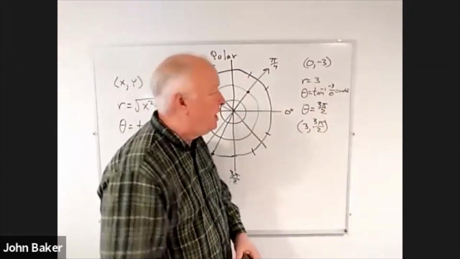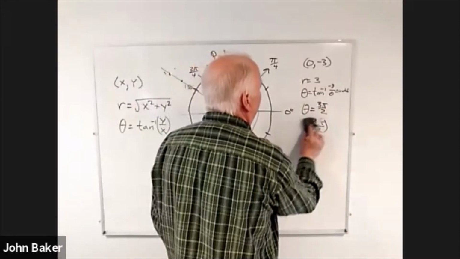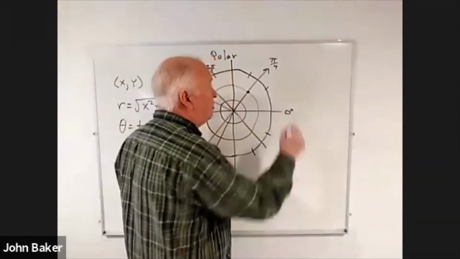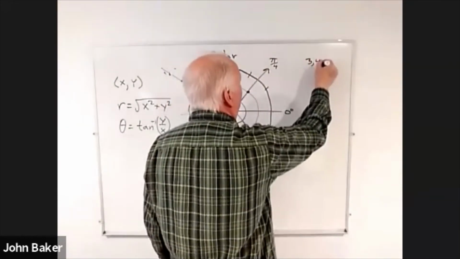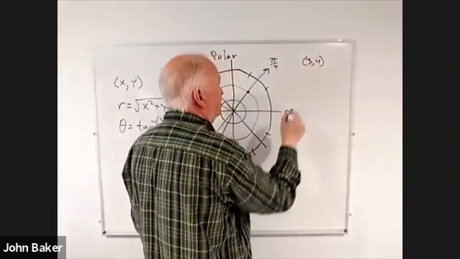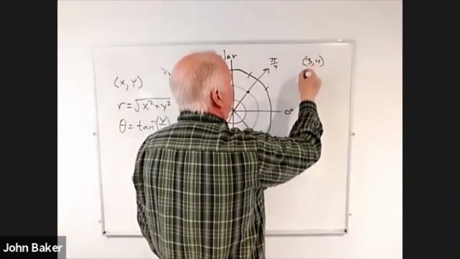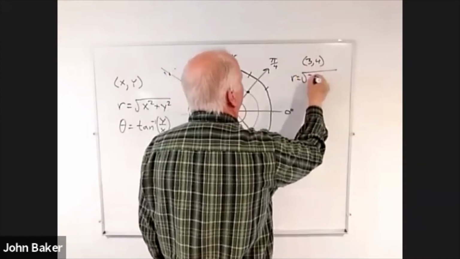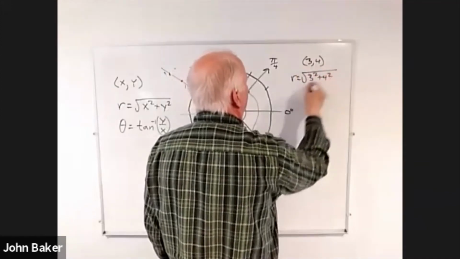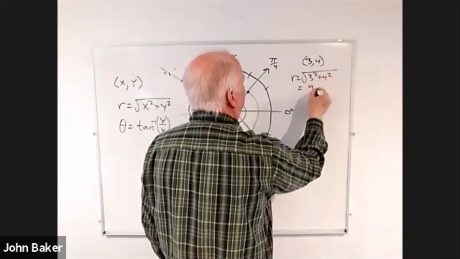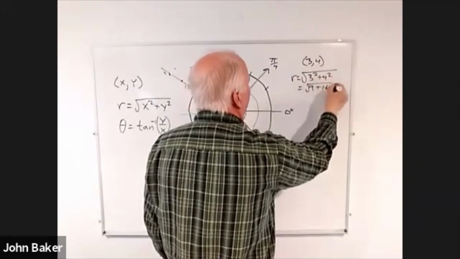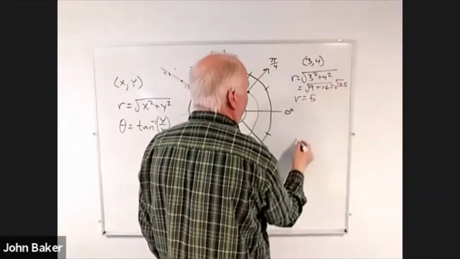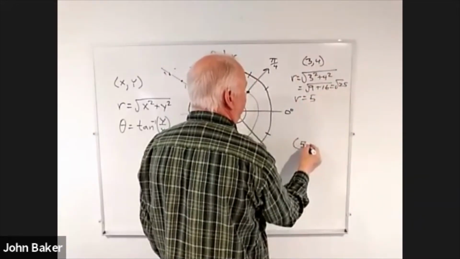And now let's take a look at another point that's not on the axis. Let's look at the point 3, 4. So the radius would be the square root of 3 squared plus 4 squared, which is 9 plus 16, which is the square root of 25. And so r equals 5. So we have a radius of 5.